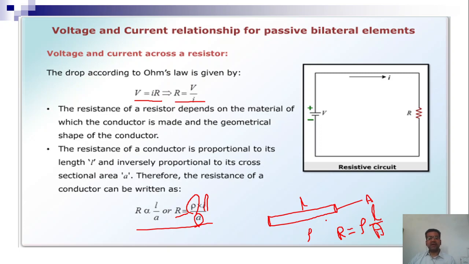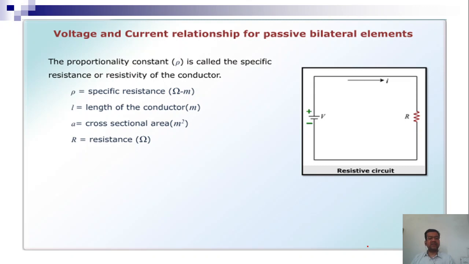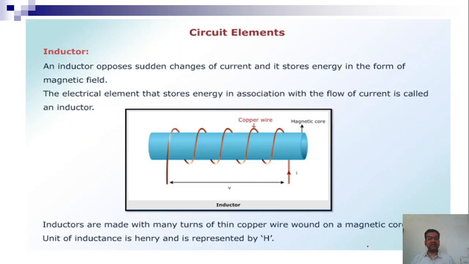This will help you, because for example in the case of iron the specific resistivity is different, for copper it is different, for silver it is different. So based on the material we use, the length, and the area of cross section, we will decide how much resistance is offered by that particular material. It is called the law of resistance. Here rho is the specific resistance, L is the length of the conductor, and A is the cross-sectional area in meter square.